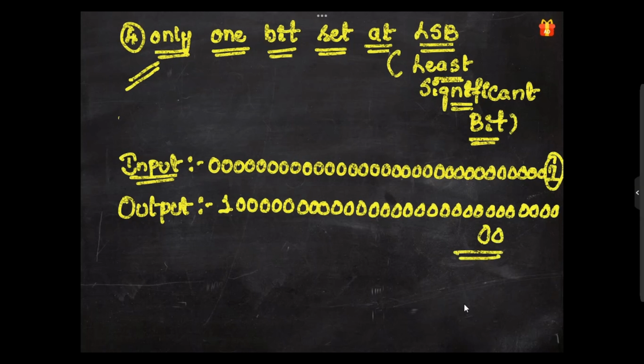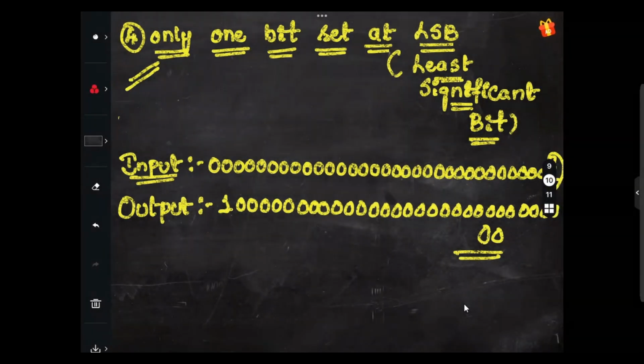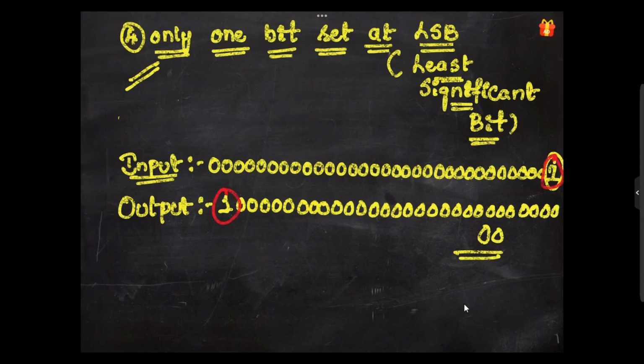So here the output will be this one, 32-bit integer, right? Here the single 1 bit moves to the MSB, or most significant bit, in this case. You can clearly see this one. So this is fine, only one bit set at LSB. This is for the condition, only one bit set at LSB. The single 1 bit moves to MSB, the most significant bit, here. This is fine.